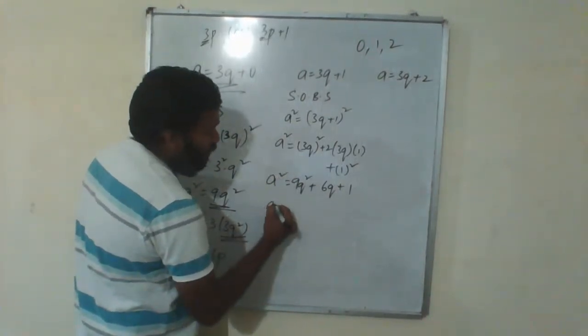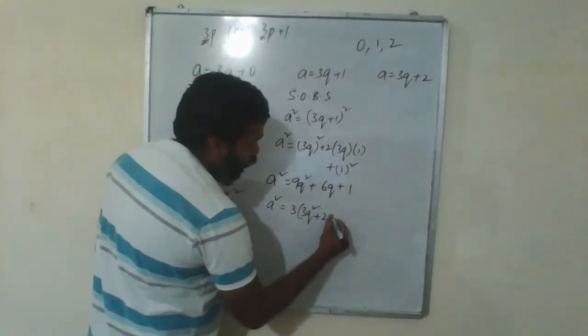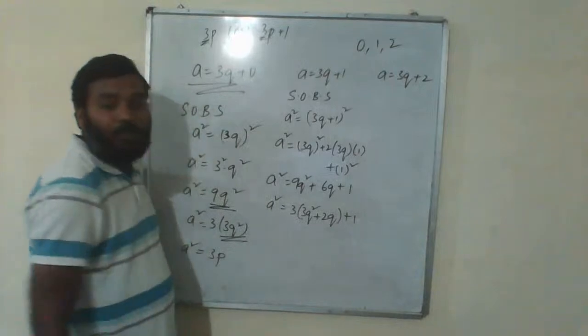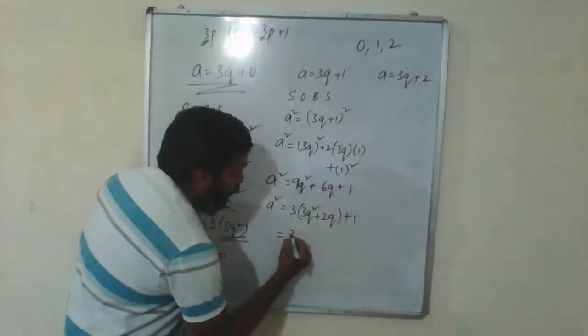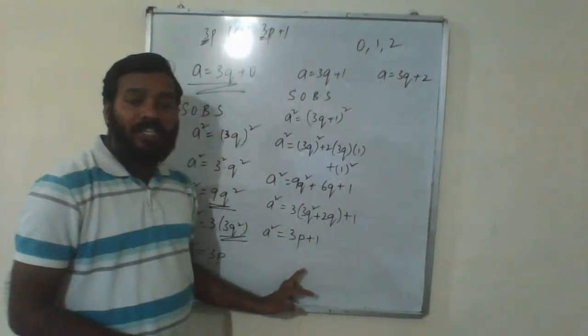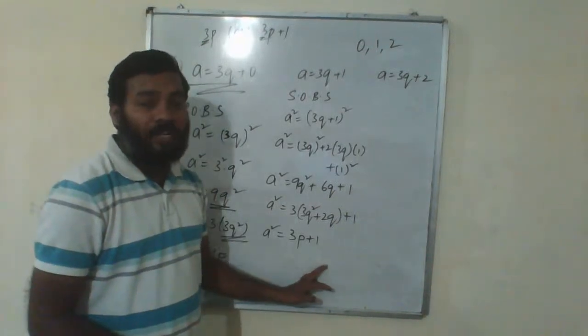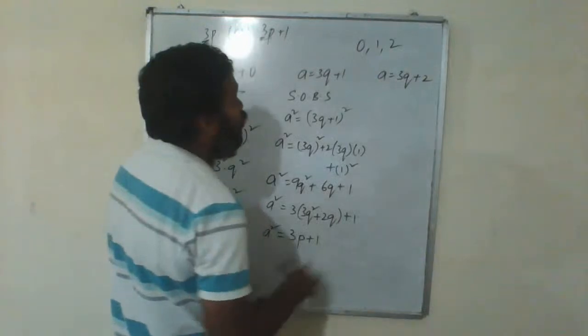Here you have to take 3 common again, that is 3 times q square plus 2q. You are left with plus 1 because you can't take 3 common from plus 1. That will be 3p plus 1. So the square of the positive integer is of the form 3p plus 1. Next, let us go for the third case, that is a equals 3q plus 2.